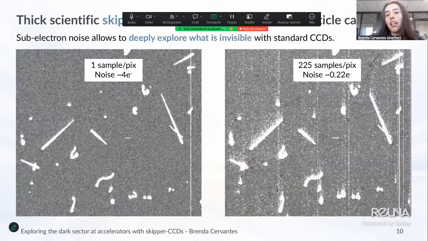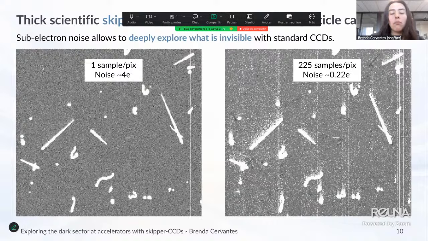But what about skippers? Why do we want to change to skippers? Well, because skippers allow us to see what is actually right now invisible with the standard CCDs. So here I'm highlighting this image where you can see a dark exposure with a standard CCD, and then, well, with one sample per pixel, this was done with a skipper, but this is the representation of what you would see with a standard CCD with a noise of 4 electrons. And then we have this exactly same image, but with a noise of 0.2 electrons.